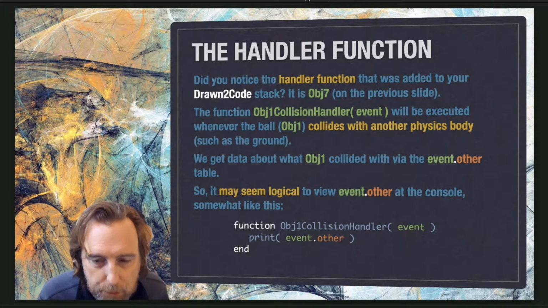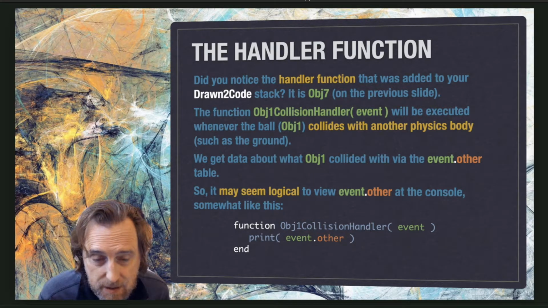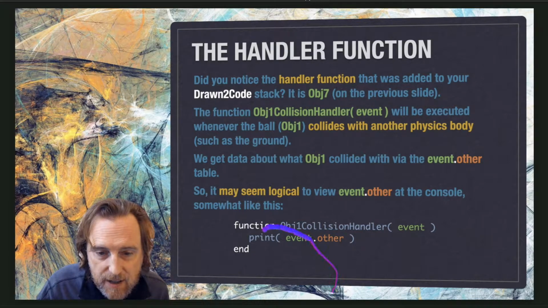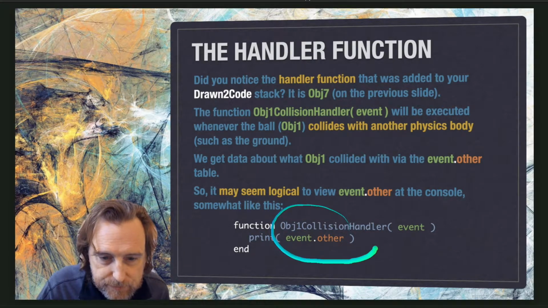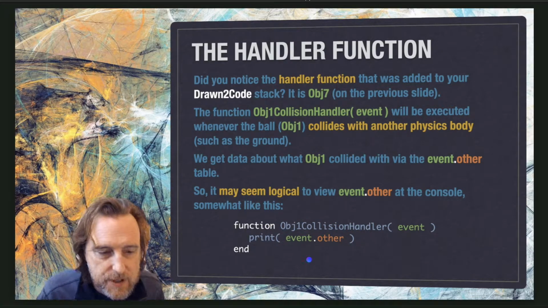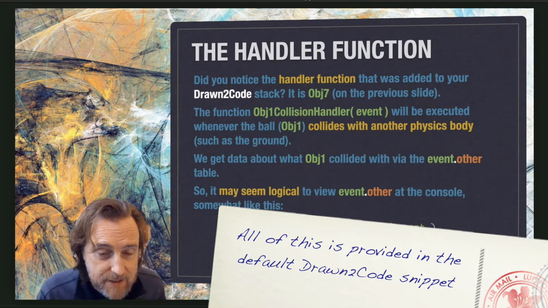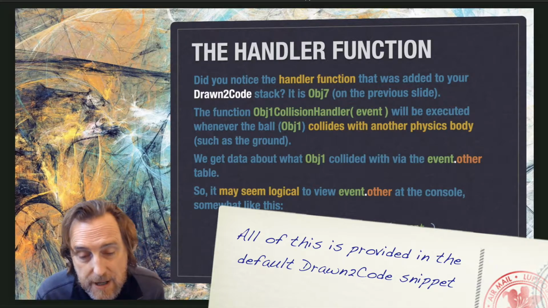If we have multiple things for it to collide with, we don't necessarily know, well, what did I collide with? So we can ask it by using this syntax, event.other. Event.other will give us access to the thing that we just hit. And if it has an ID, then you can ask for event.other.id. If it has a name, you could ask for event.other.name.